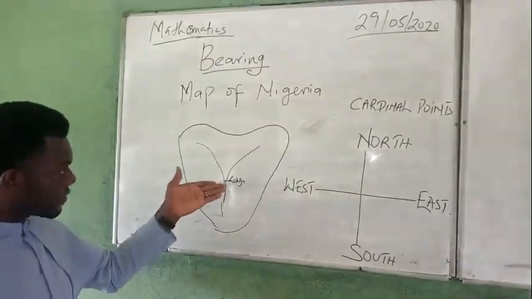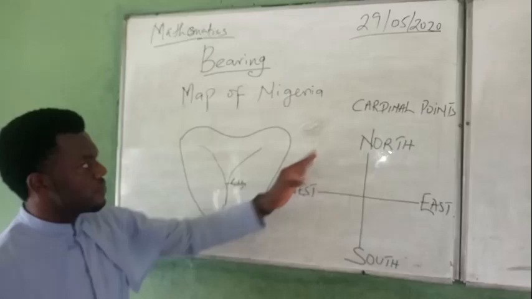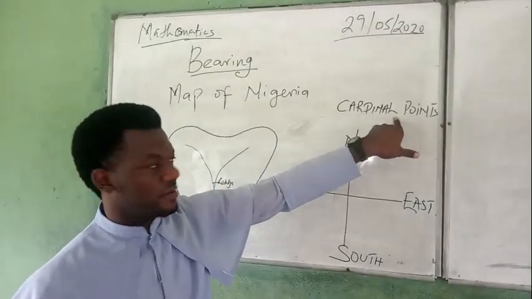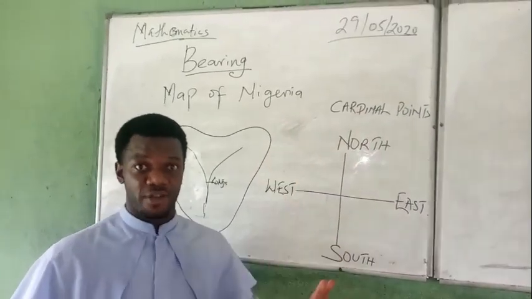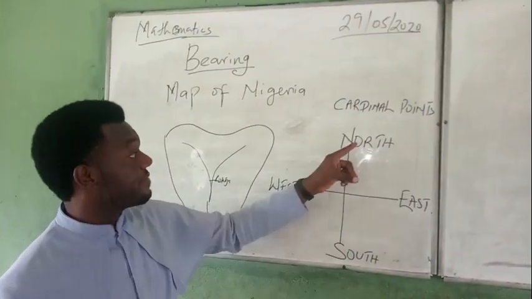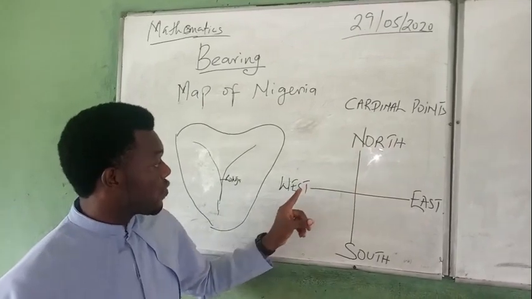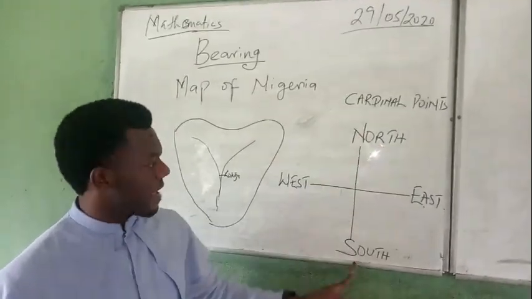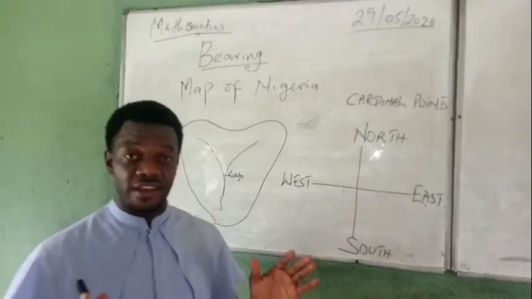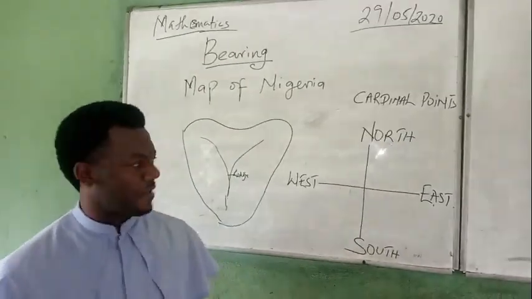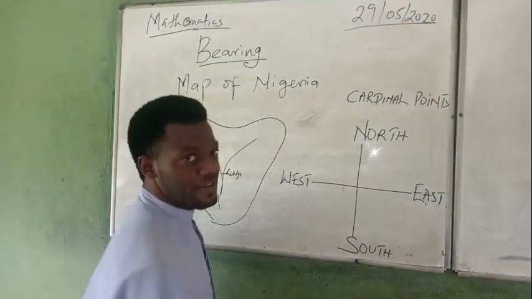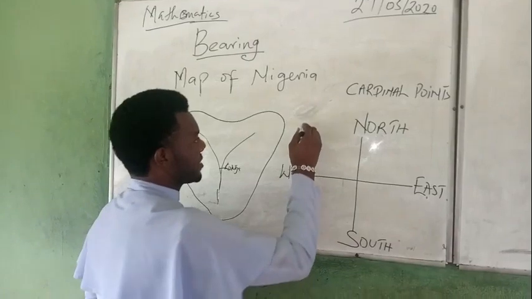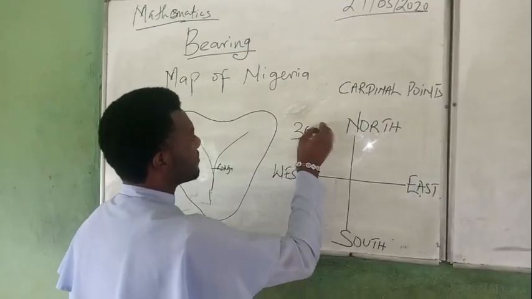So from this map of Nigeria, we have what we call cardinal points. There are 4 cardinal points. In bearing, we have the north, the west, the east, and the south. So these are the 4 cardinal points we have. And just as in mathematics, every point is made up of a 360-degree angle at a point.